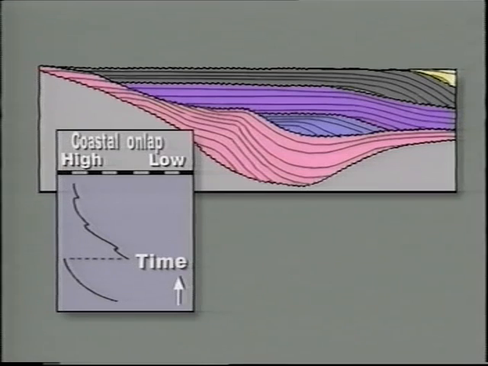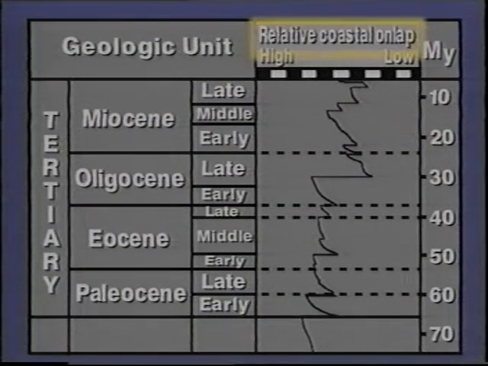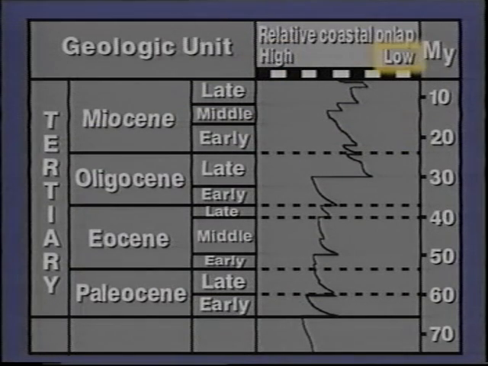We can also do all this in an area where we have abundant well control, where we know the geologic age of each sequence. Indeed, we can do it in many such areas all over the world. From these, we can establish a master chart of relative coastal onlap, high, low, as a function of geologic age, on a scale of millions of years.